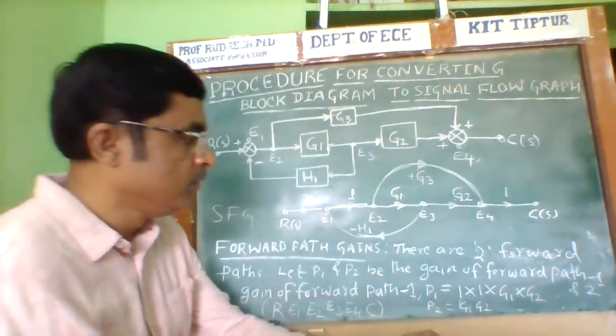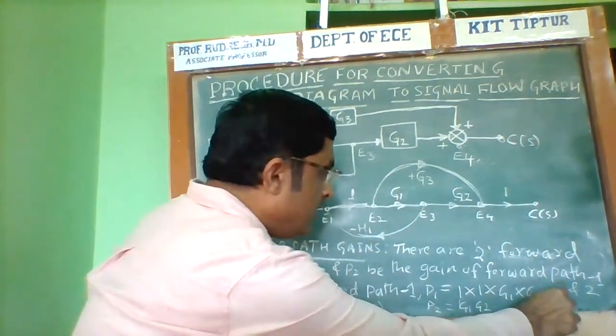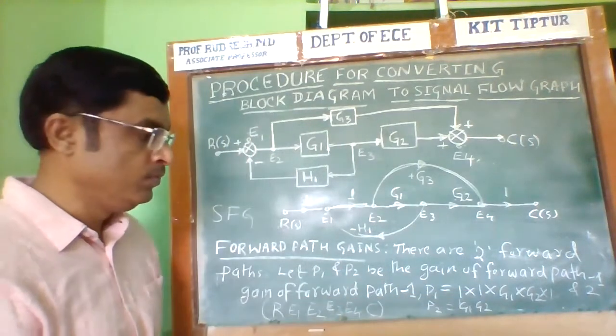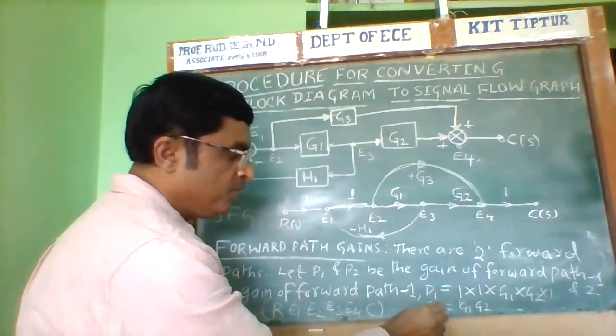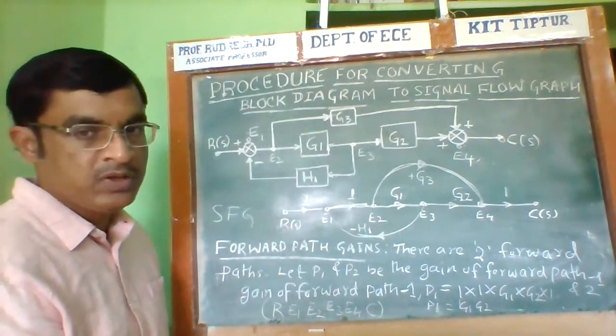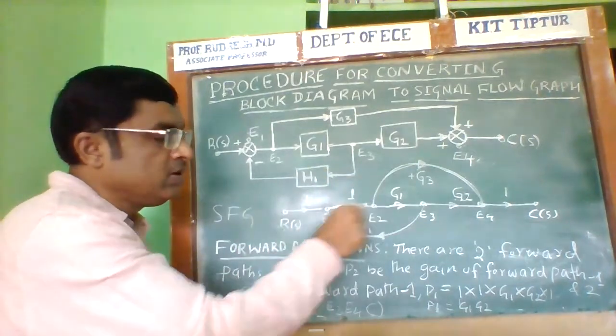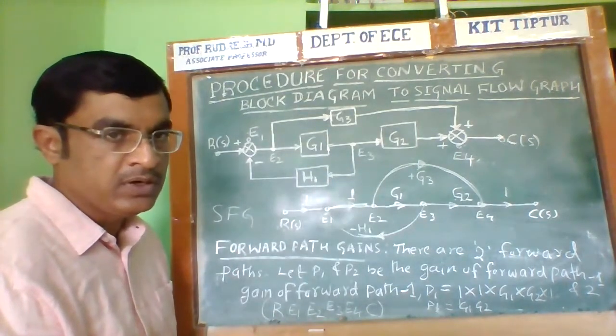That is the 1. Therefore, G1 into G2 is the first forward path. Gain P1 is equal to this. Similarly, identify another forward path, if there is one.